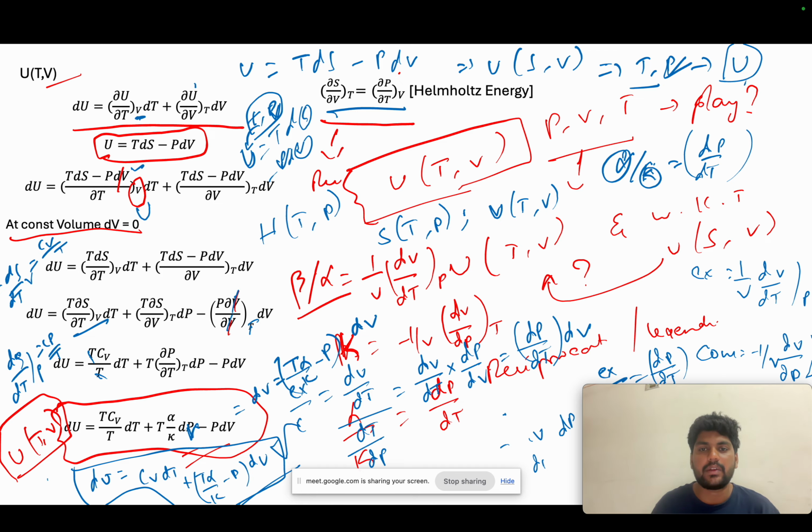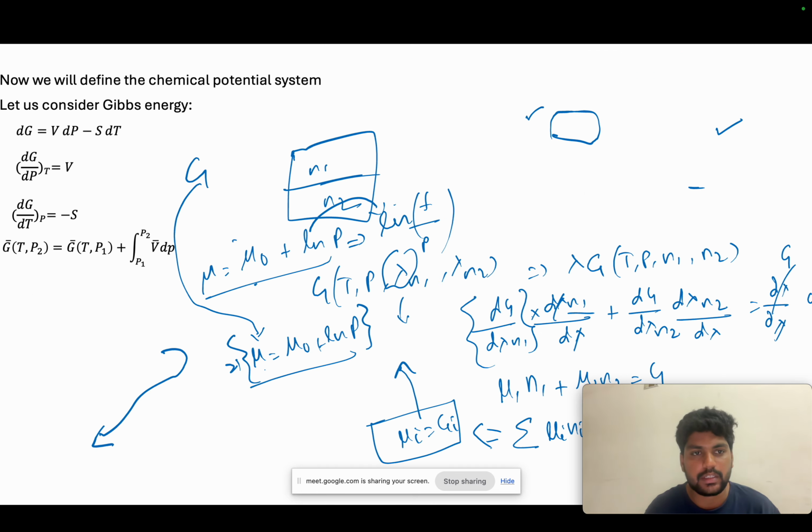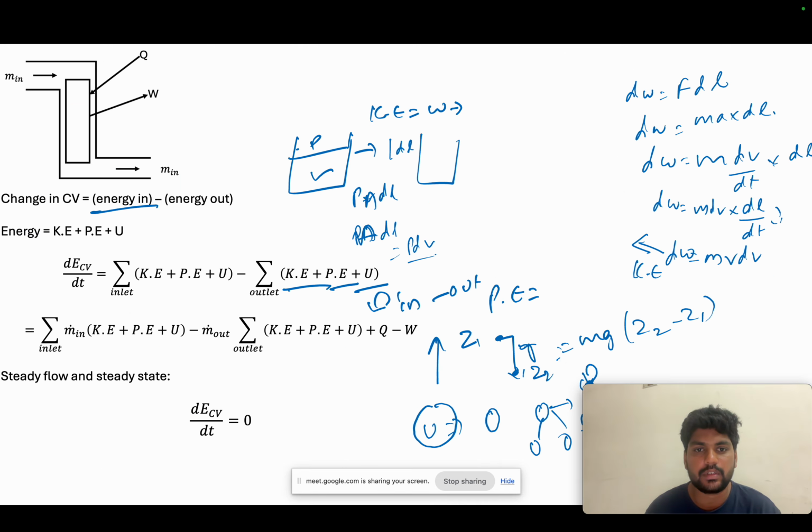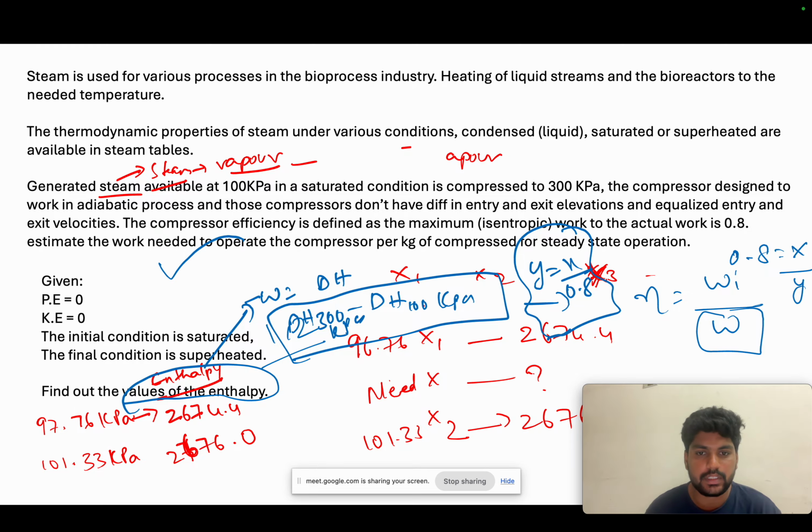In the last class, I think you had a doubt regarding how to calculate the entropy and enthalpy. I think this question. Have you got this one? Which one is it? I think not this one. I think this one. Yeah. Have you got this one? How to do it?